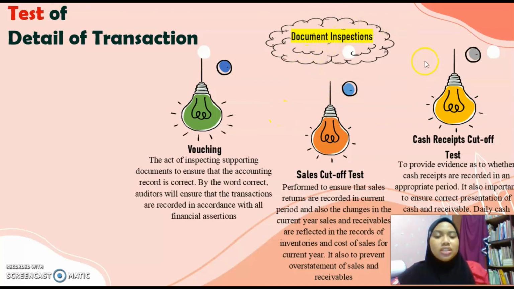So this is the example of document inspection that we must use in the test of details. Okay, the first one is vouching, the second one is sales cut off test, and the last one is cash receipt cut off test.